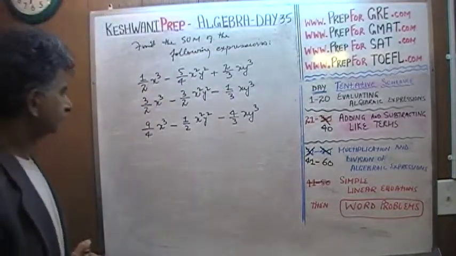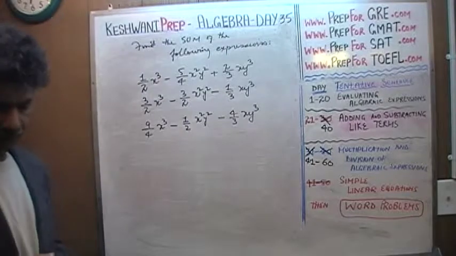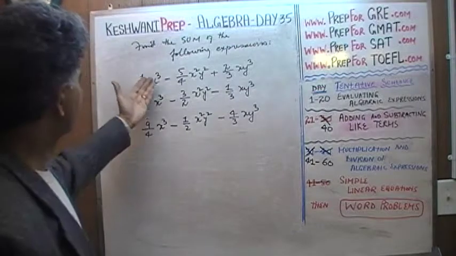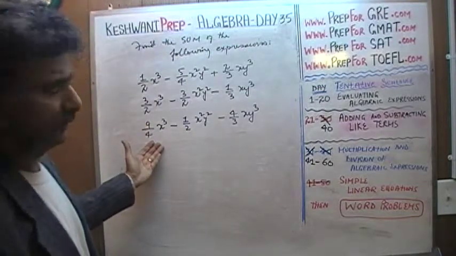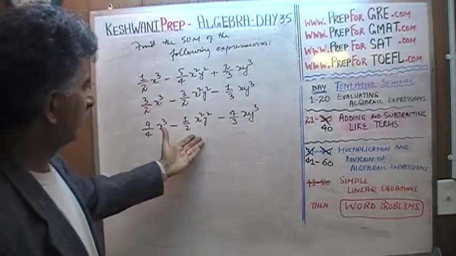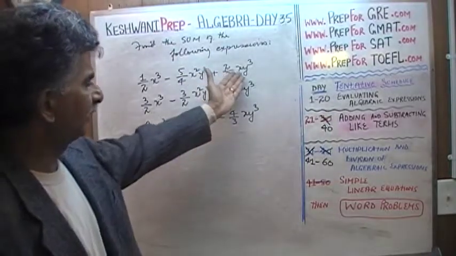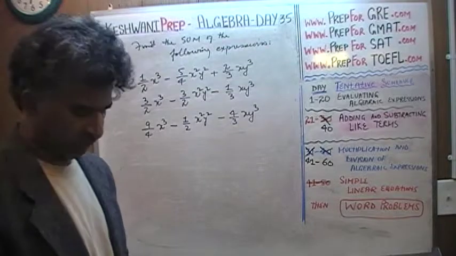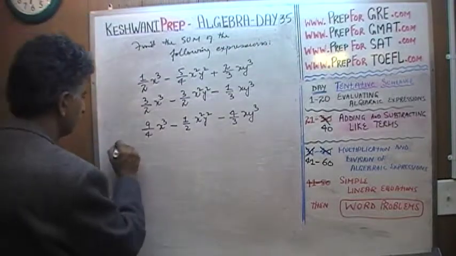Well, here we go. We are lucky in the sense that everything is arranged for you in the proper order. All the x cubes are arranged in the proper way, and the x squared y squared terms are all arranged one under the other. Nothing is mixed up, and x times y cubed is all arranged together. So all we have to do is add up their respective coefficients. So let's start the work.